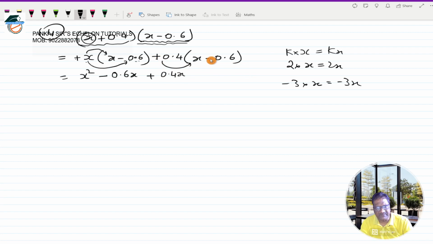Okay? And then plus into minus is minus. You have to multiply this also. Okay, plus into minus is minus. Now 0.4 into 0.6 will be 6 4s are 24, so 0.24.